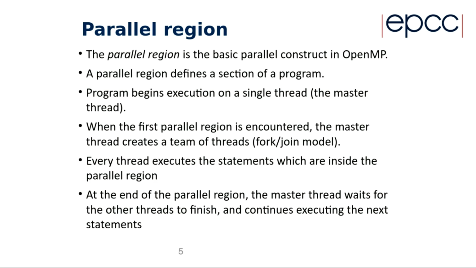So this is what's called a fork-join model of parallelism. At least logically, we don't have all the threads executing all the time, we only have the additional threads inside the parallel regions. Every thread, including the master thread, executes the statements inside the parallel region. At the end of the parallel region, there's a synchronization point. The master thread waits for all the other threads to finish executing that section of code, and then the master thread carries on executing the next statements in the code on its own.